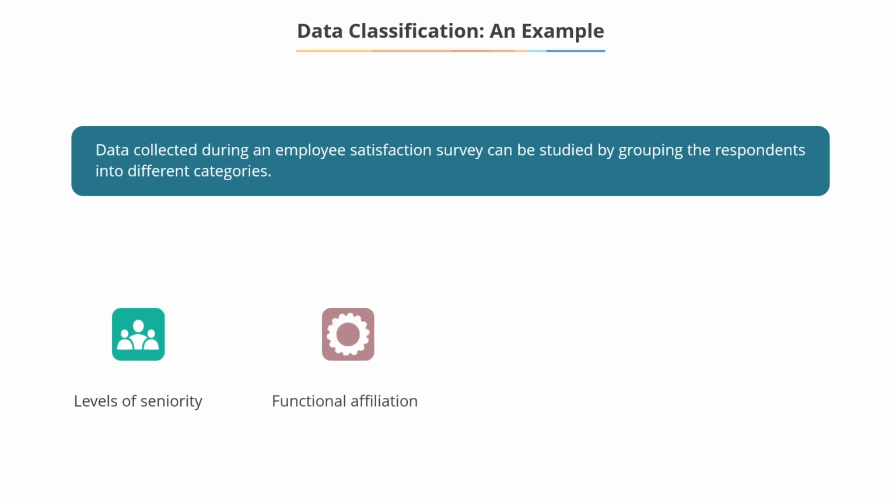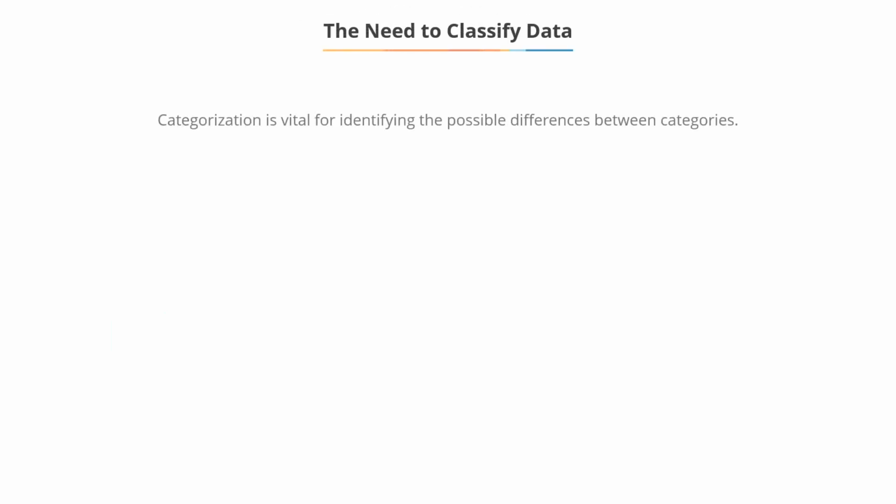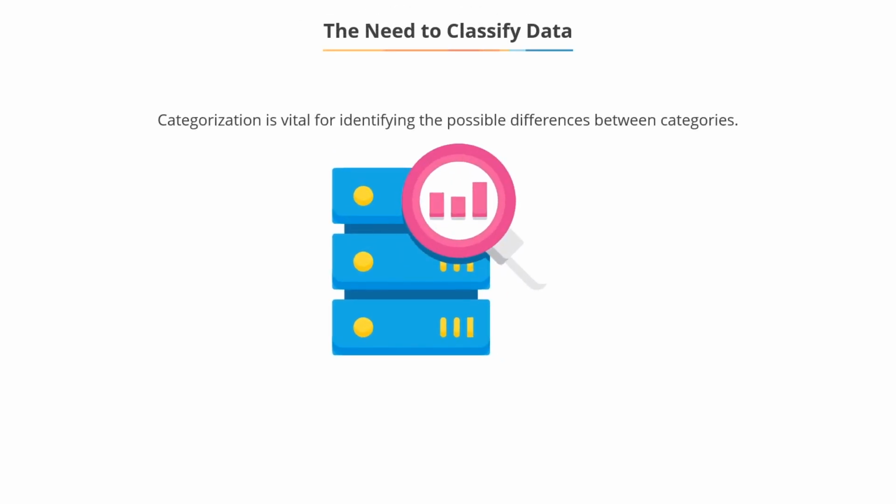Functional affiliation: sales and marketing, accounting, purchase, human resources, etc. Number of years of work experience. Location: city-wise or branch-wise, etc. Categorization is invariably important to ascertain possible differences in various categories.